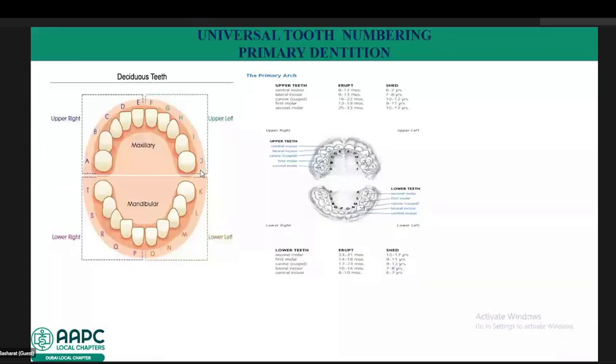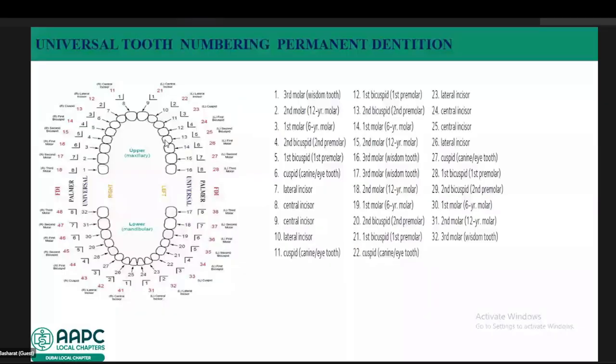So these are the tooth numbers for pediatrics, from A to T. Make sure the doctor is writing the correct tooth numbering, and once you are assigning the procedure code, you have to give the correct tooth number in your claim. This is all the setup; we are using the universal tooth number.